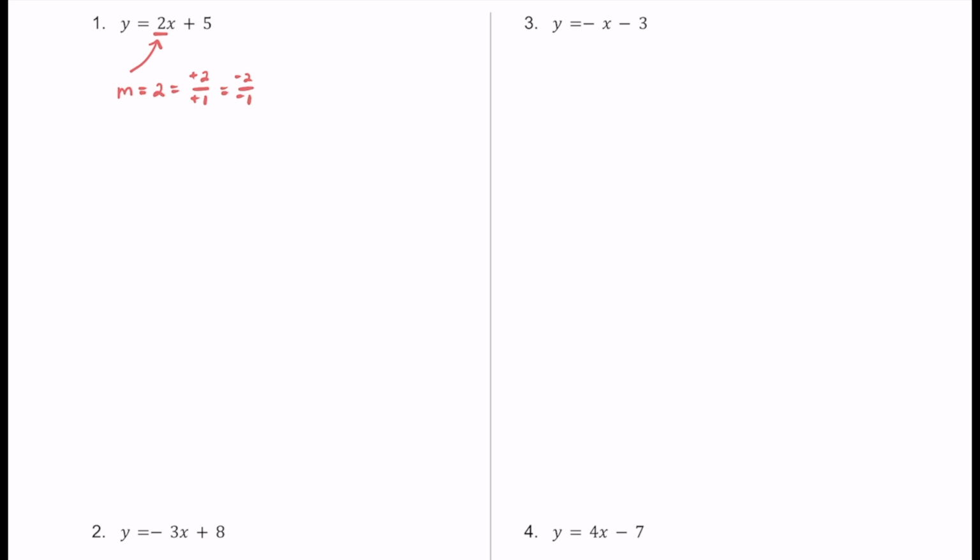Then we're going to use this negative 2, and let's plug it into the equation to figure out what y is. So if we say y is equal to negative 3 multiplied by negative 2 plus 8, negative 3 times negative 2 is positive 6.